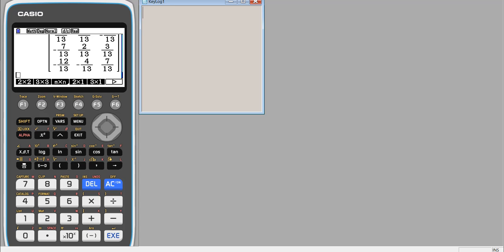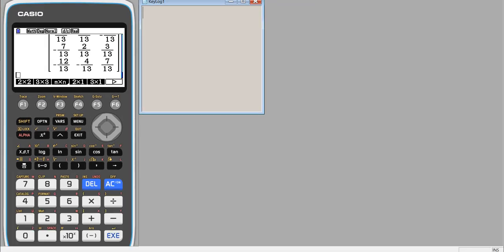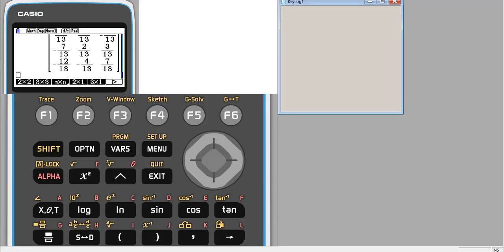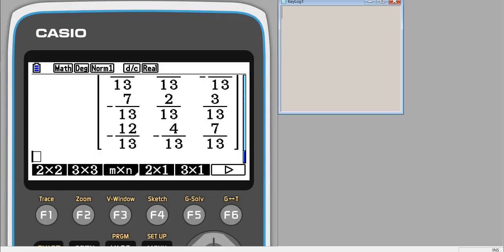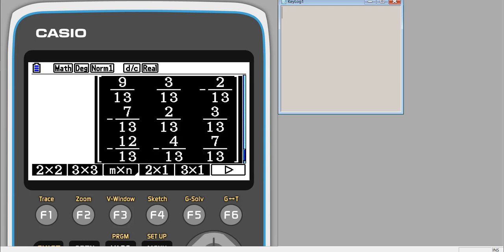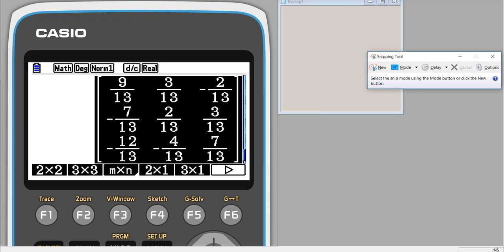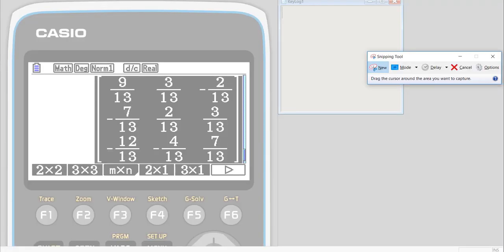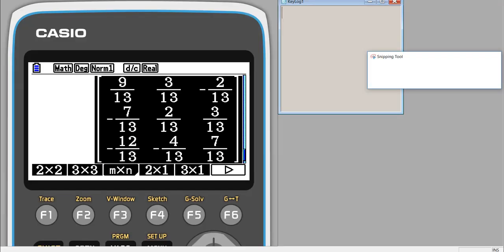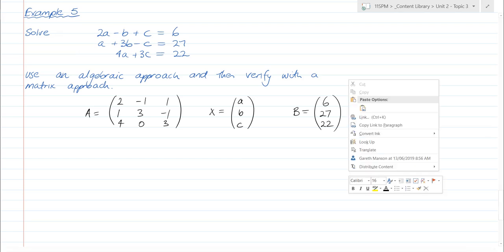Okay, so there's my matrix, and can I make this bigger so I can actually see it? Calculator screen, large 3. That's not the calculator screen. It doesn't make it bigger anyway. Oh, there we go. That's what I want. So there's my inverse matrix.